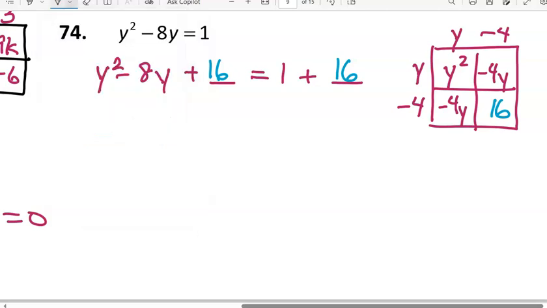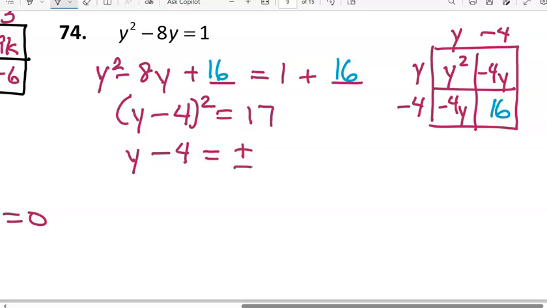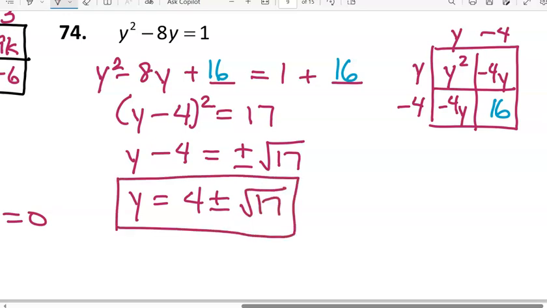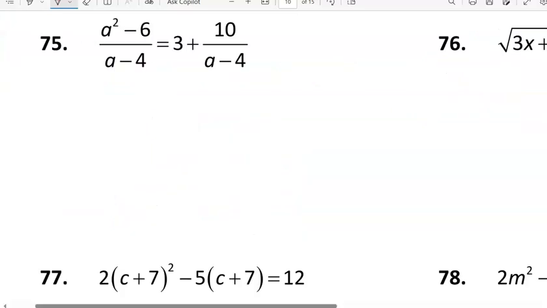And then y squared minus 8y plus 16 is y minus 4 times y minus 4, which is the same as y minus 4 squared. And y minus 4 squared is equal to 17. And now we can solve by taking a square root. When we take a square root to solve an equation, we have two solutions, plus or minus the square root of 17. Adding 4 to both sides, we have 4 plus or minus the square root of 17. So those are our two solutions. One solution is 4 plus the square root of 17, and the other solution is 4 minus the square root of 17.